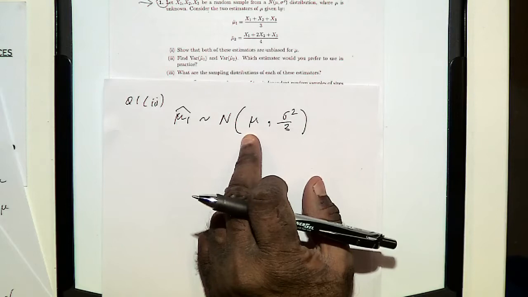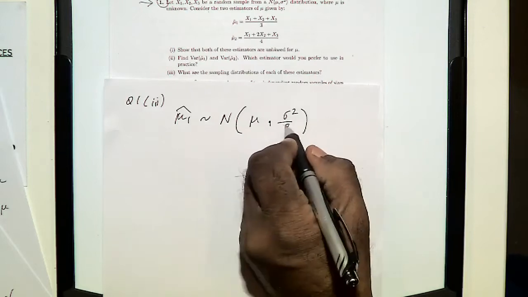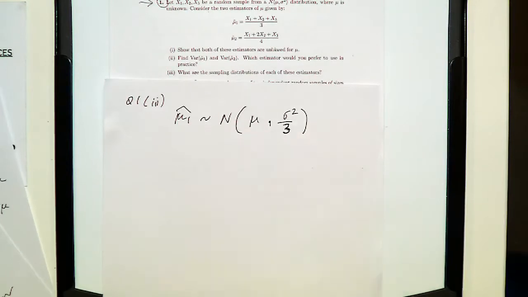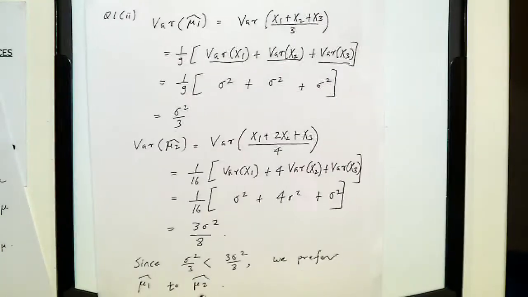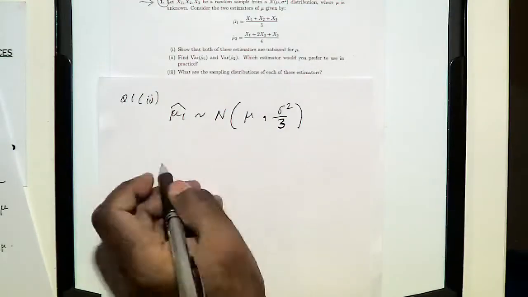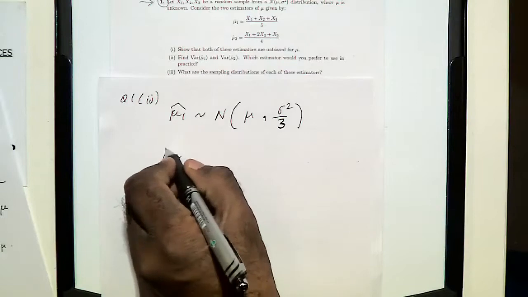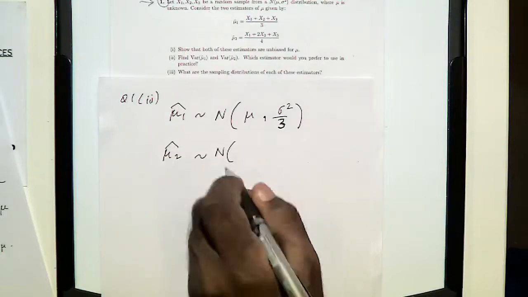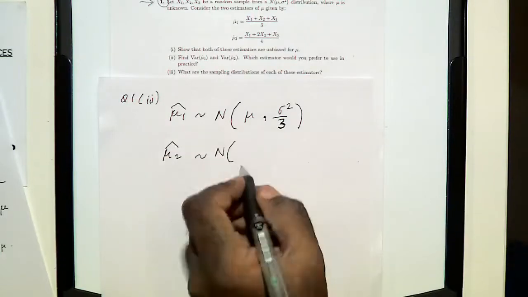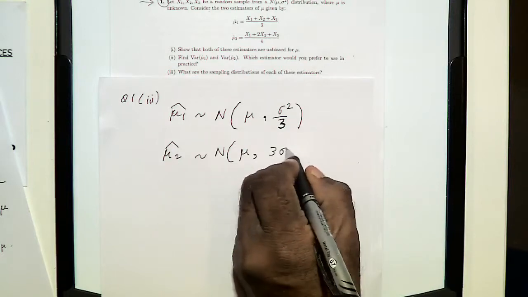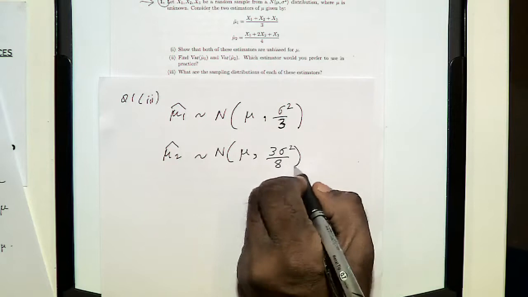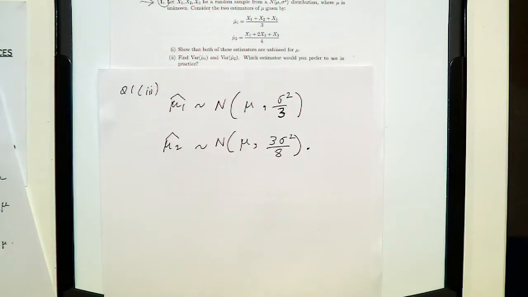Remember, the mean was mu because the bias was 0, which means the mean must have been equal to mu. And sigma squared by 3 is what we got exactly in the previous step here, sigma squared by 3, right? And similarly, for the second estimator, it too has a normal distribution with the mean equal to mu and the variance equal to 3 sigma squared by 8. Okay? All right. So that completes question 1.